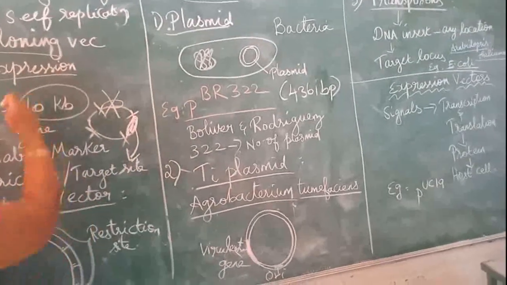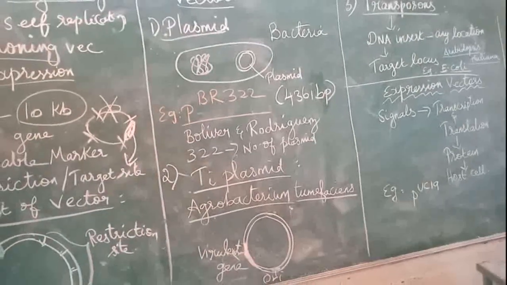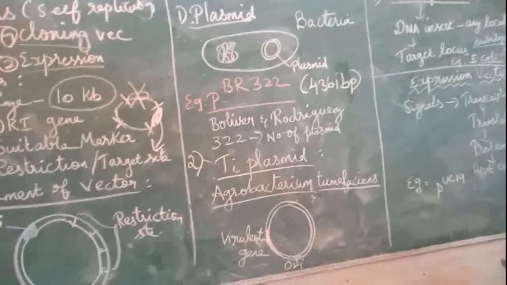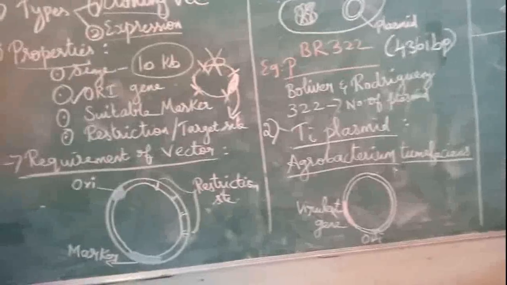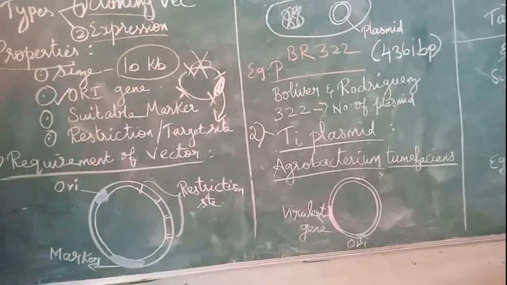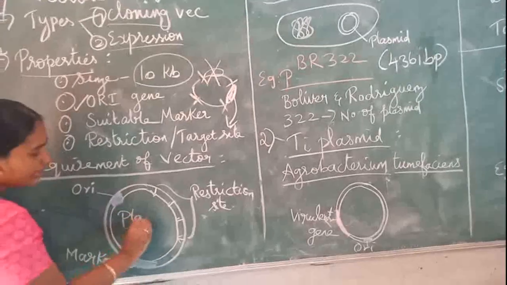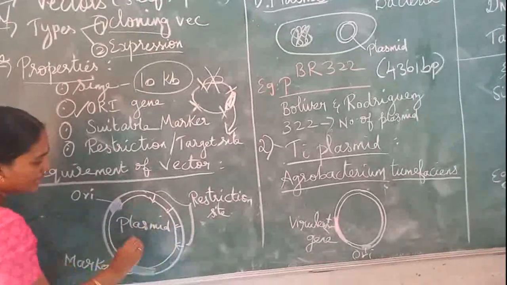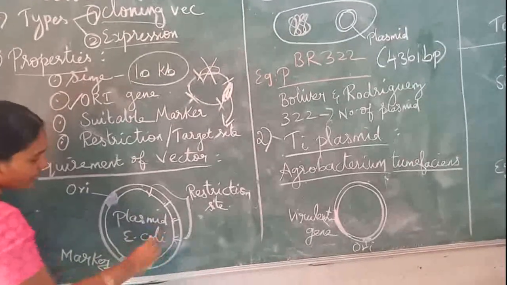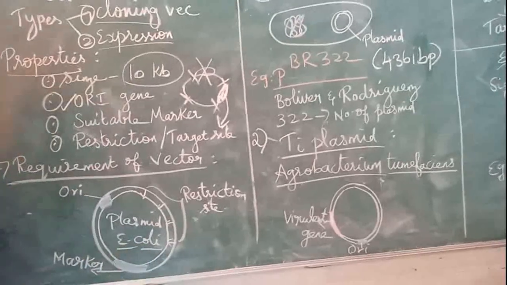So these are the four main steps involved in the process of genetic engineering. Let's see in detail about the requirement of vectors. I already said, just imagine this is the plasmid derived from the bacteria named E. coli. Whatever the organism, we have a starting point.